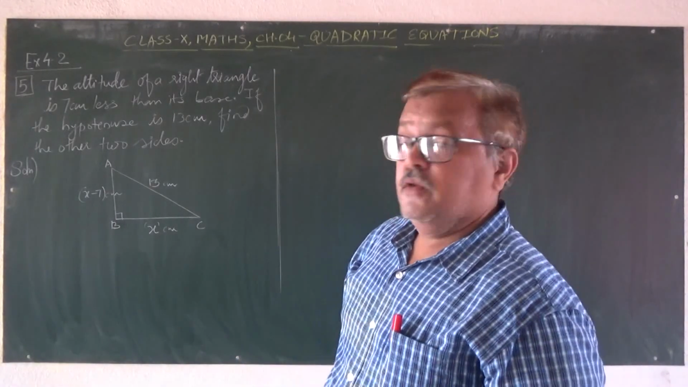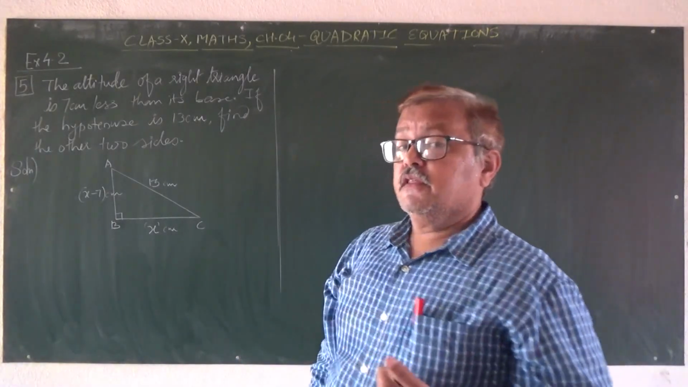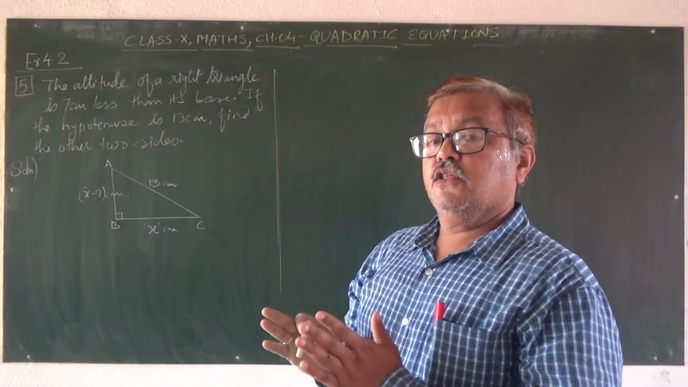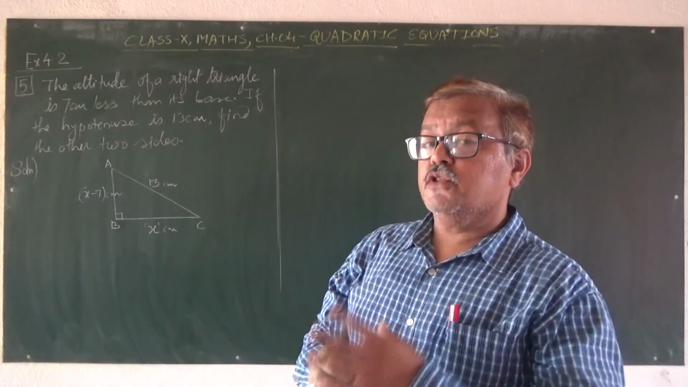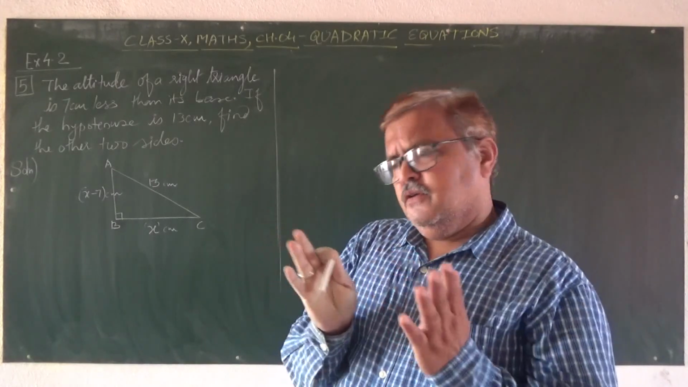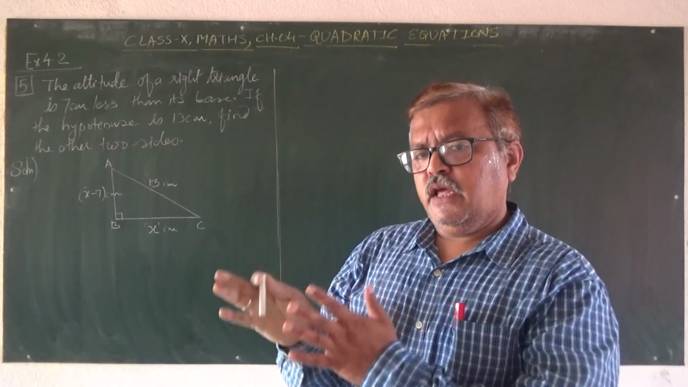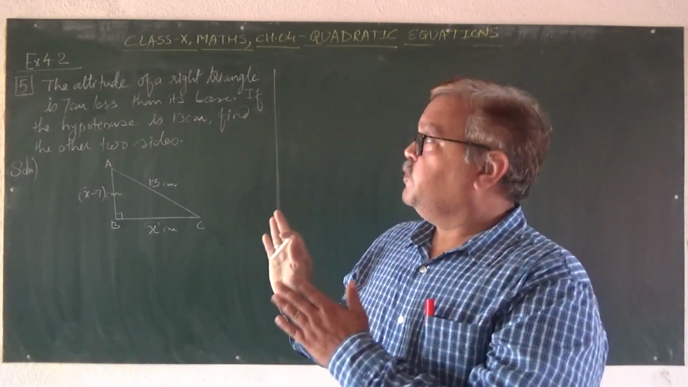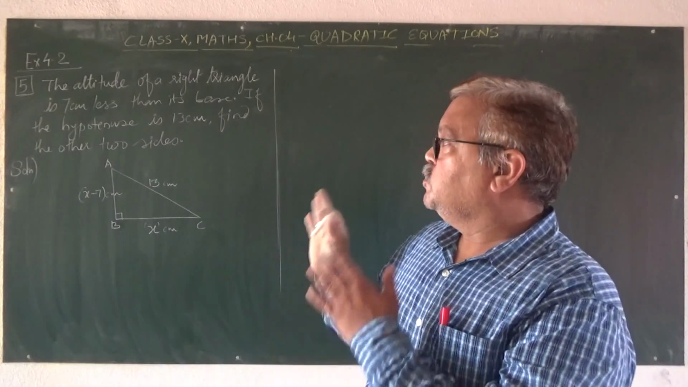Let us see question number 5. In this exercise there is one more sum, question number 6. I am not going to solve that. We have seen in question number 2 there are two sums, one is based on cos. Question number 6 is you tried. I will not say exactly the same, but you tried. So this will be our last question of exercise 4.2.